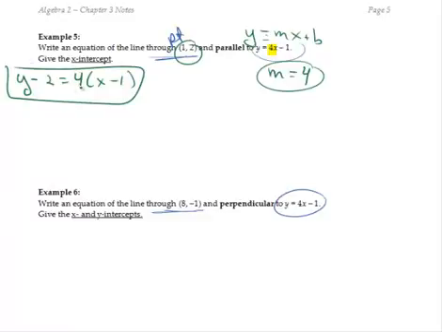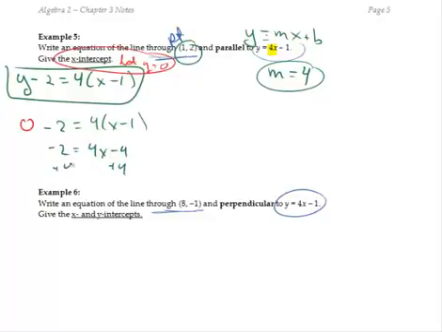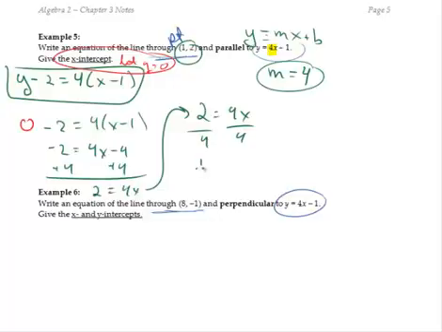Give the x-intercept for this. Well, remember, x-intercept means let y equal 0. That's what an x-intercept means. So we'd have to say 0 over here, minus 2 equals 4(x minus 1), and keep solving. So negative 2 equals 4x minus 4. Let's add 4 to both sides. So we get 2 equals 4x. When we divide both sides by 4, we get 1/2 for x. So the x-intercept would be (1/2, 0).